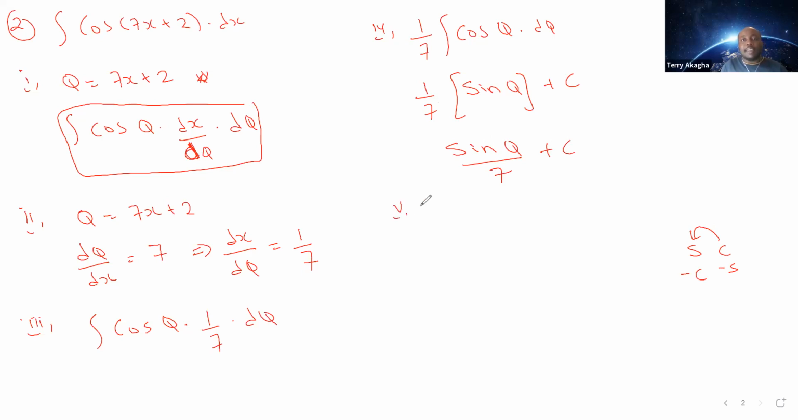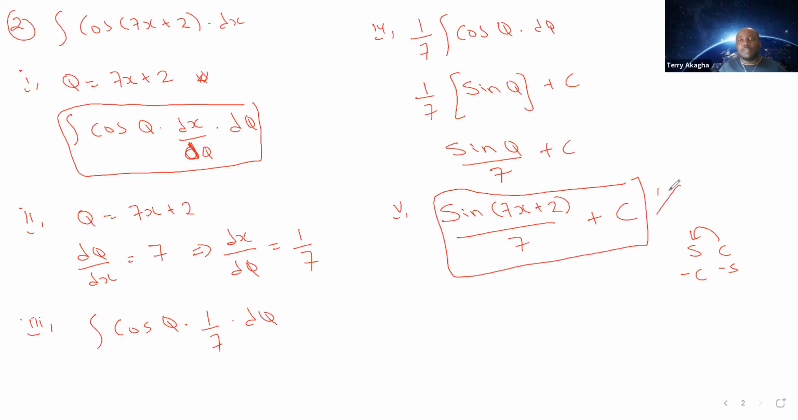Then the fifth step said that you have to replace the letter with the linear function. So we know q to be what? 7x plus 2. So that's going to give you sine 7x plus 2 divided by 7, plus c. And that is the answer you're expecting for this. All right, and that will bring us to the end of this session, okay?